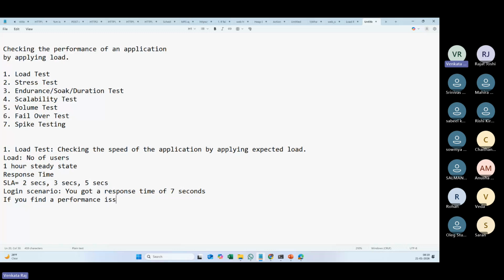If you find a performance issue, like the above, we call it a bottleneck. You can call it an issue also, but generally the term that we use in the performance testing space is bottleneck. They will ask you, did you find any bottlenecks in today's load test? So these are important terms, and generally these will be used by the performance testers and the stakeholders as well.